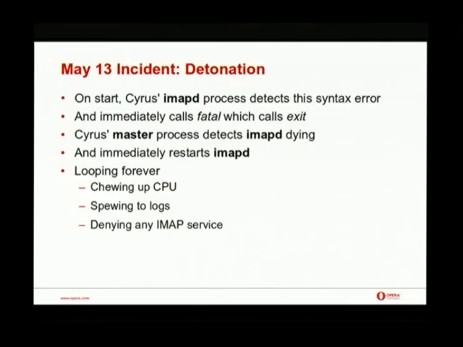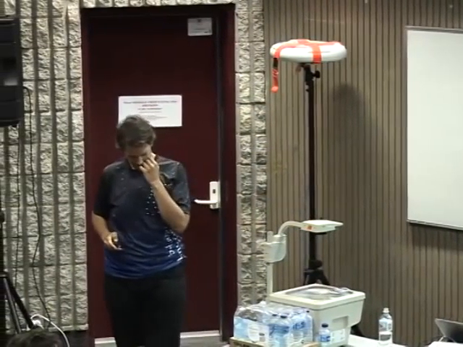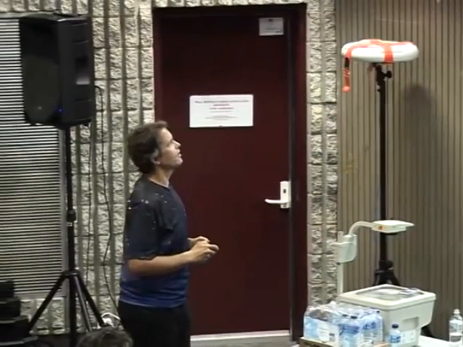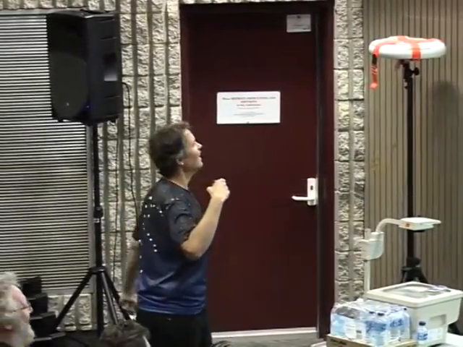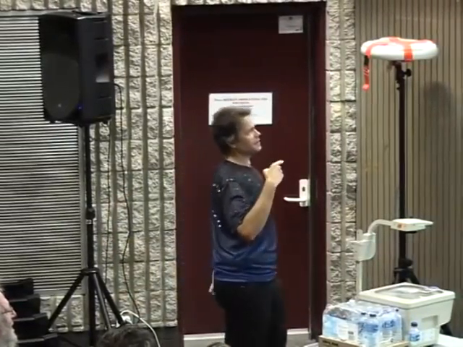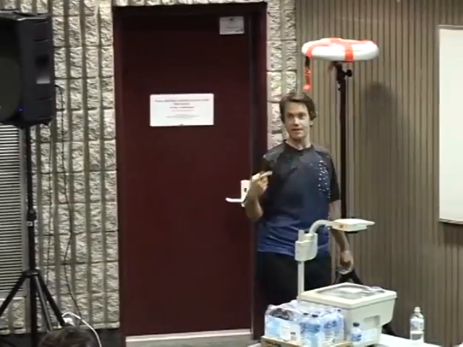So now, as soon as you restart Cyrus, you have a loop which is chewing up CPU, spewing an enormous amount of stuff to syslog, and of course denying you any service. But then it gets better. In fastmail, we have a patch which changes fatal to abort. So this CPU chewing loop is now a core dumping CPU chewing loop. That's core dumping into the meta partition where the databases live.